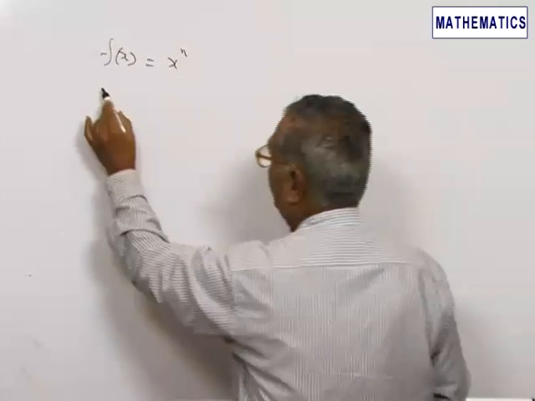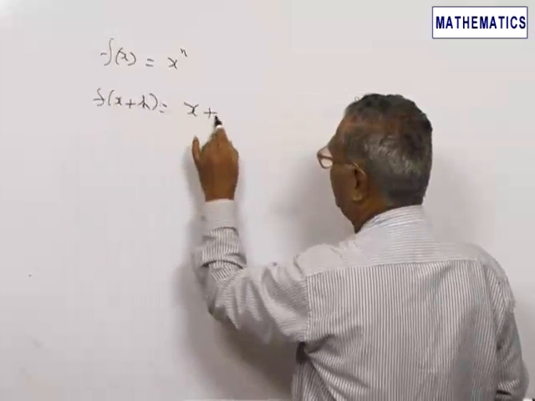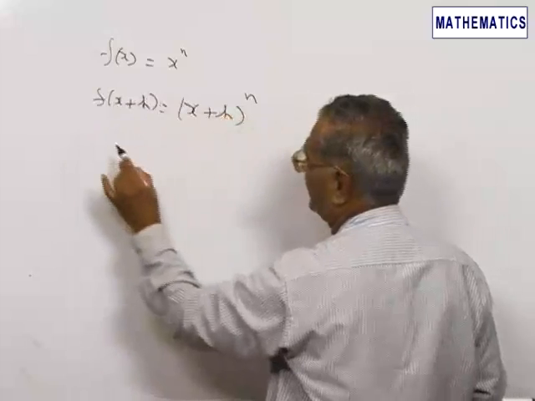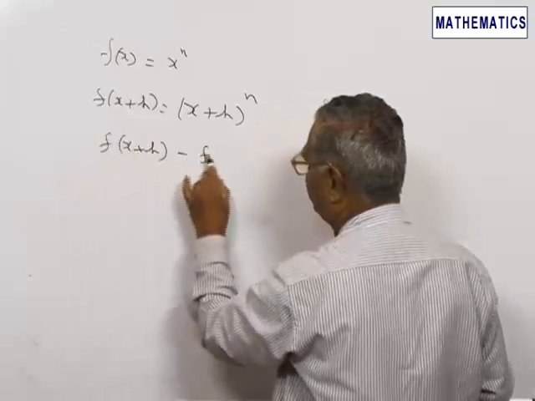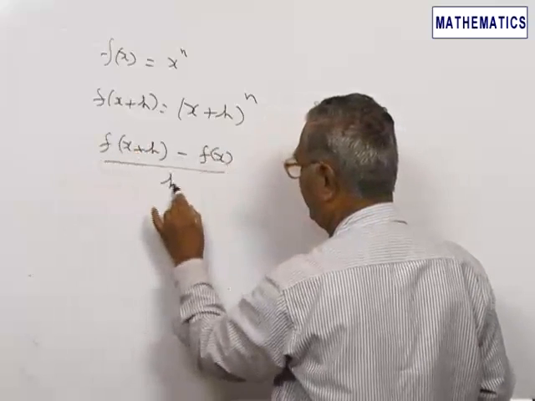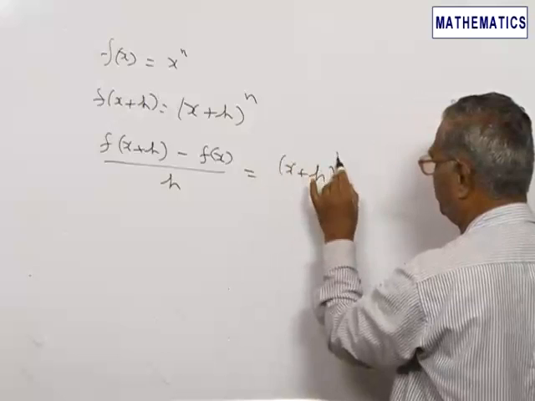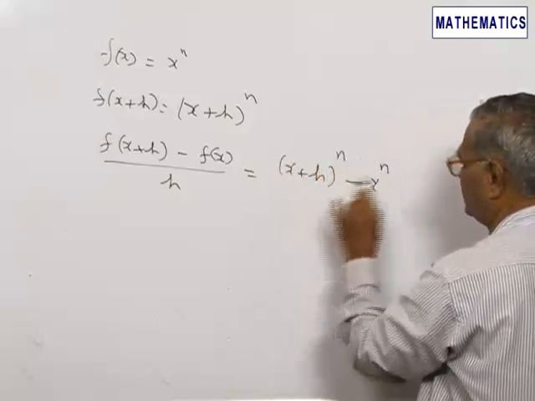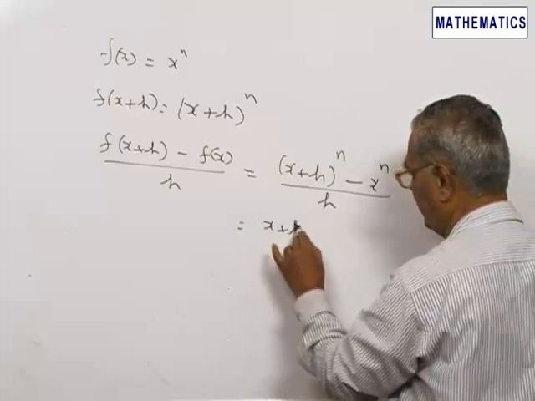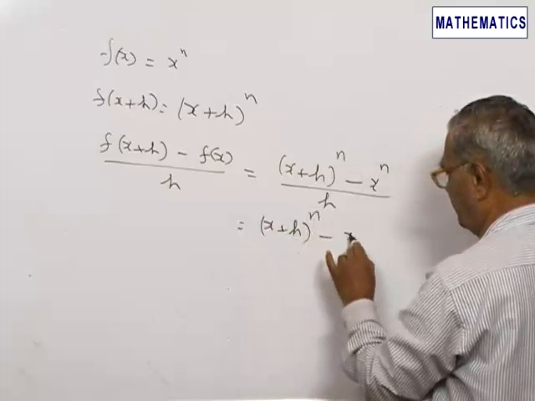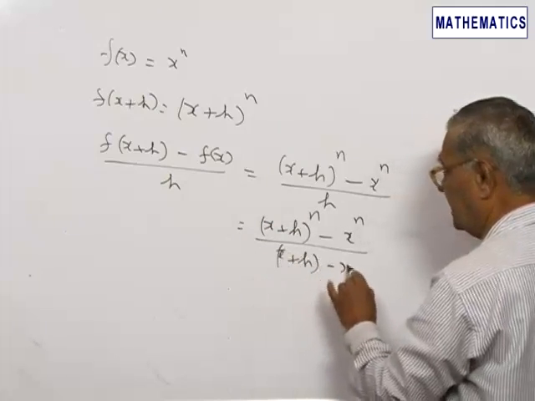Now what is f of x plus h? This is nothing but x plus h whole to the power of n. Now f of x plus h minus f of x divided by h is given by x plus h whole to the power of n minus x to the power of n divided by h. I can rewrite it in the form x plus h whole to the power of n minus x to the power of n divided by x plus h minus x.